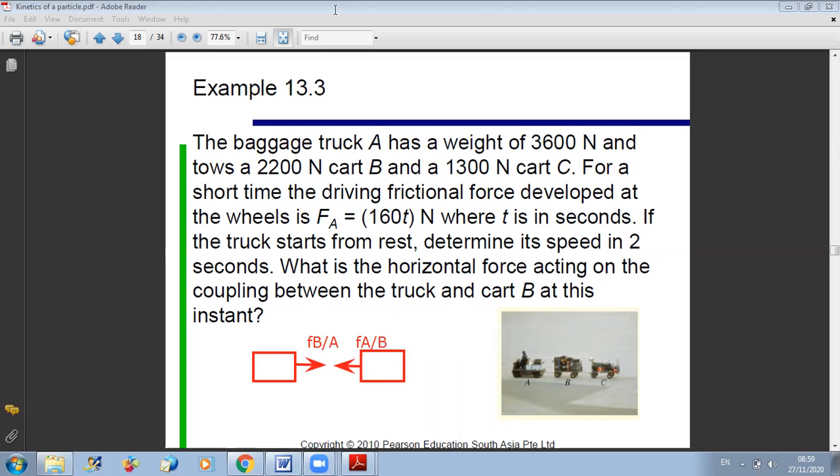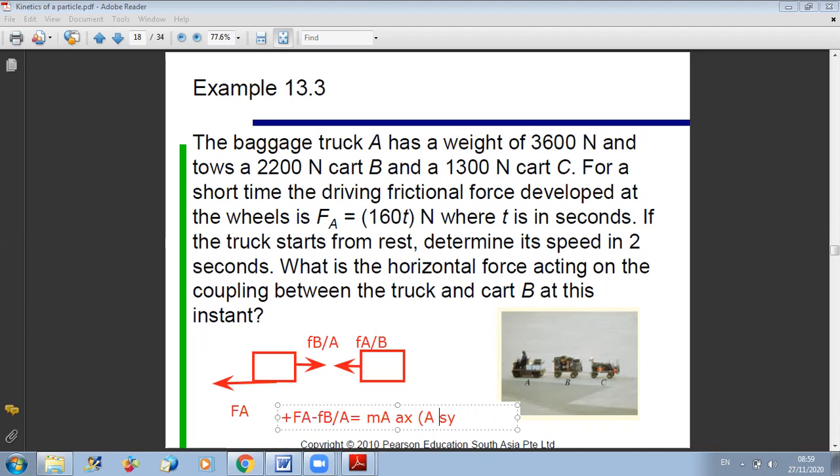Now, if you take A, don't forget also to add FA, because they said that the frictional force is only acting on A. So you should add here FA. If you take A as a system, what will be your equation? So if I take A as system, I have plus FA minus F of B on A equals, since I take A as a system, M of A times AX.